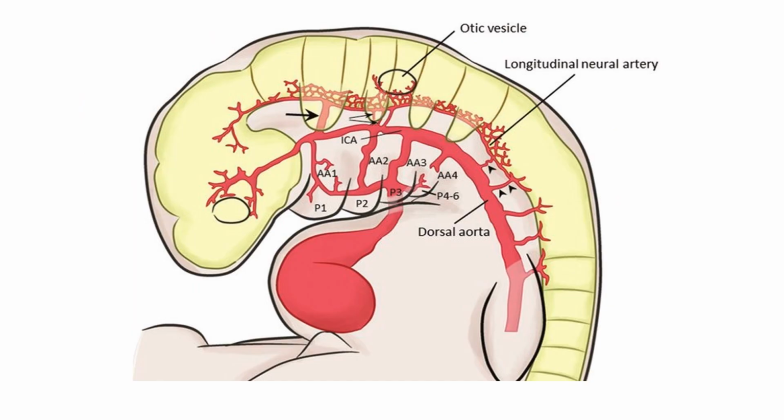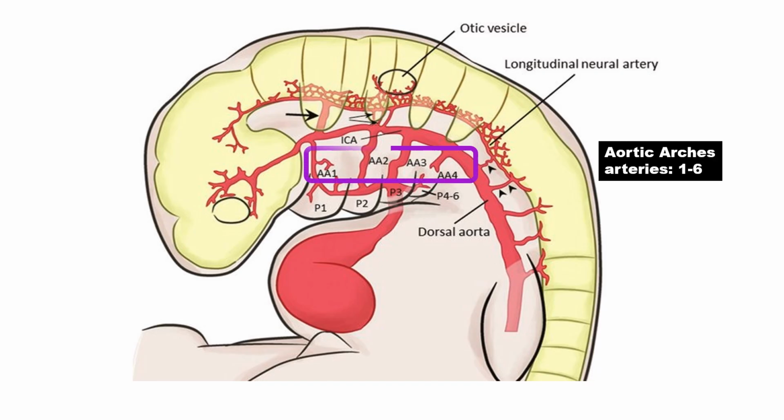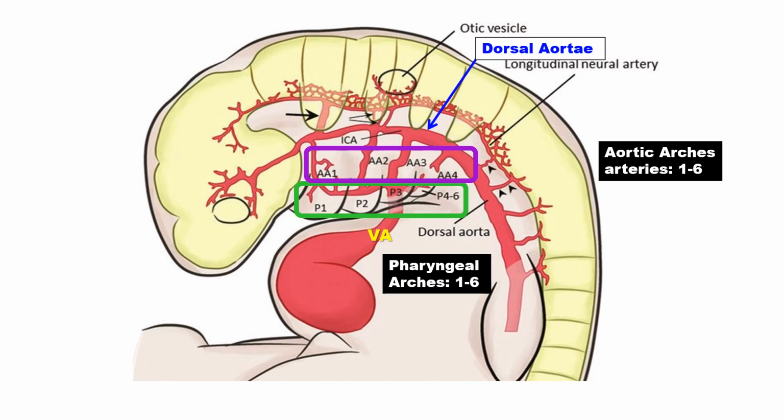The same image showing the aortic arch arteries which traverse along the lateral wall of the cranial end of the foregut, or the future pharynx, which mainly supplies the pharyngeal arches, which are mesodermal, and are also 1 to 6 in number. These aortic arch arteries finally end in the dorsal aorta, arising from the ventral aorta.